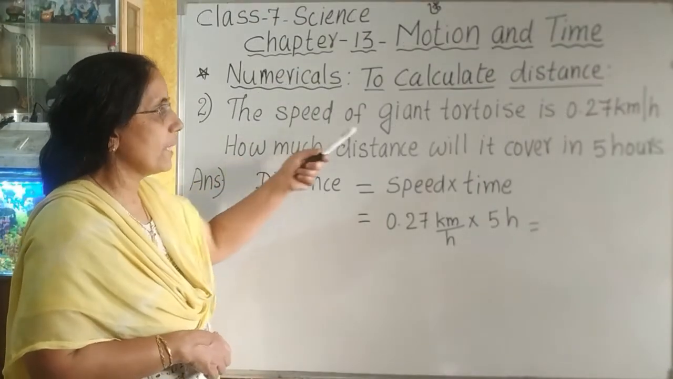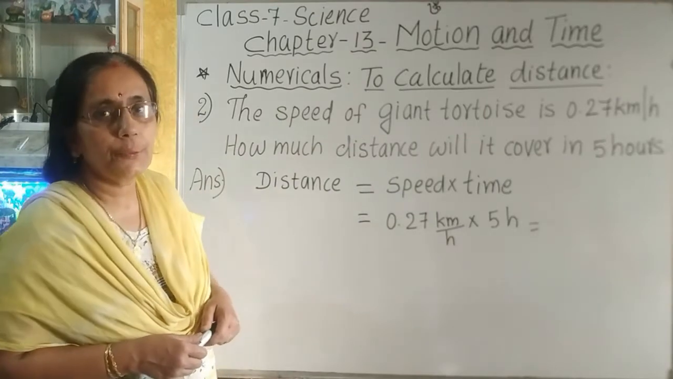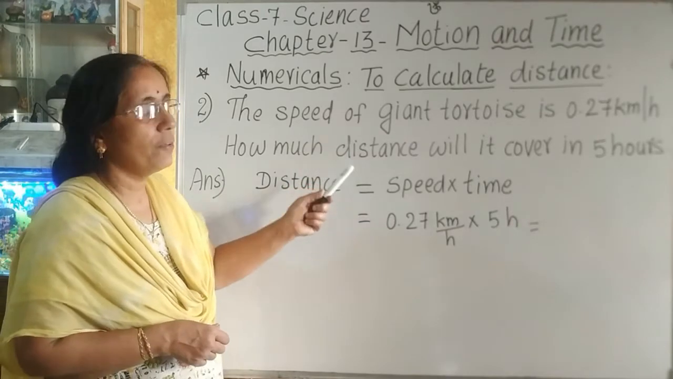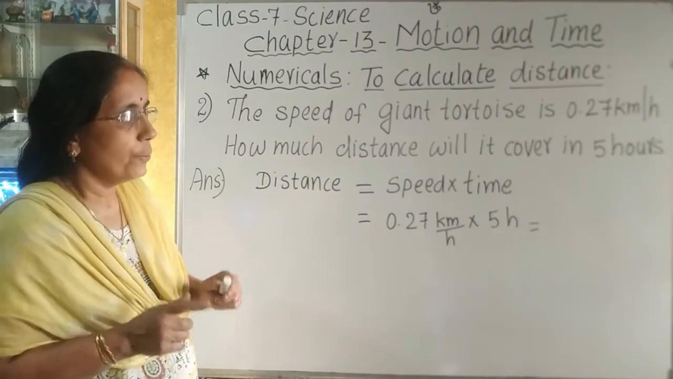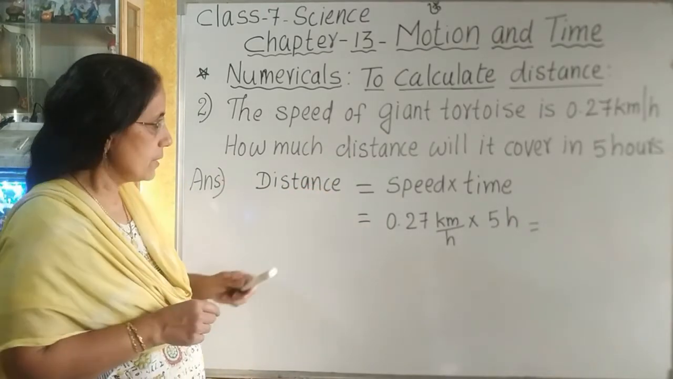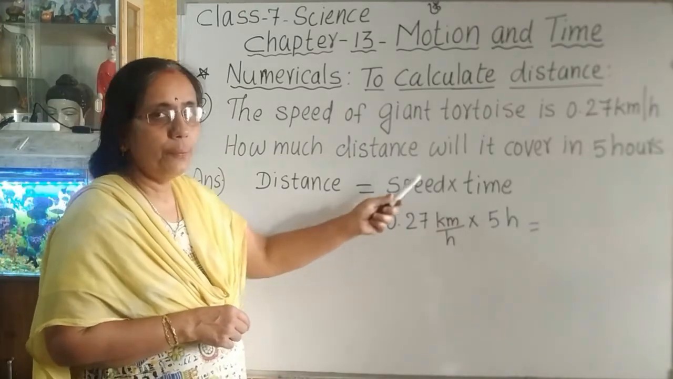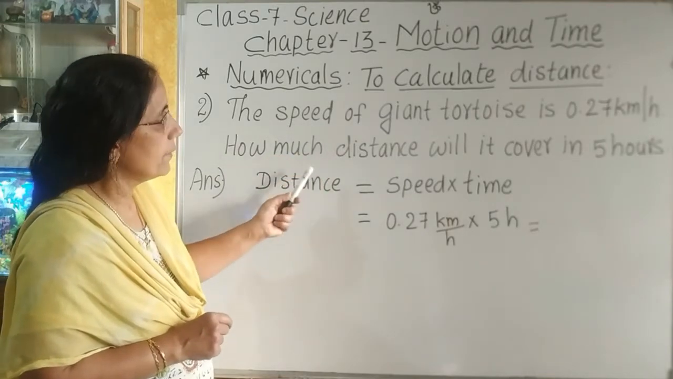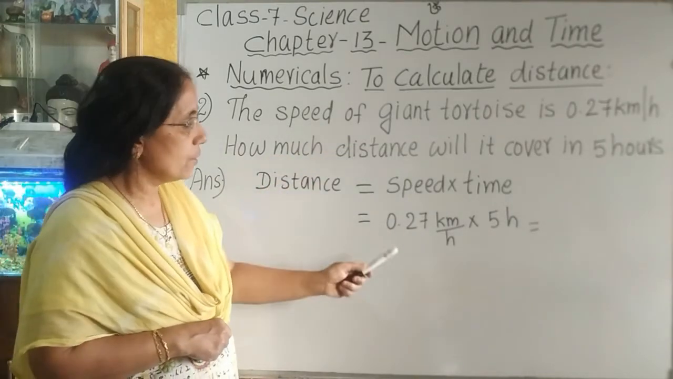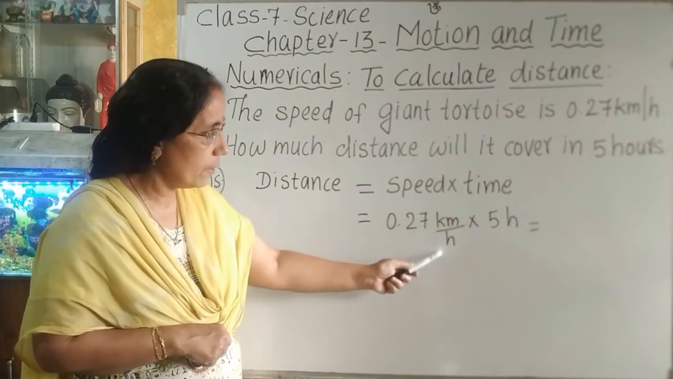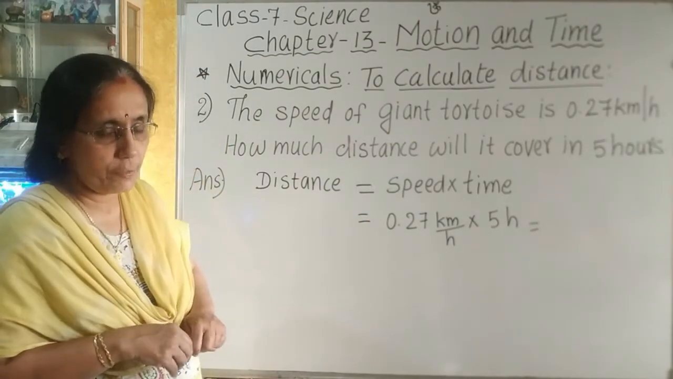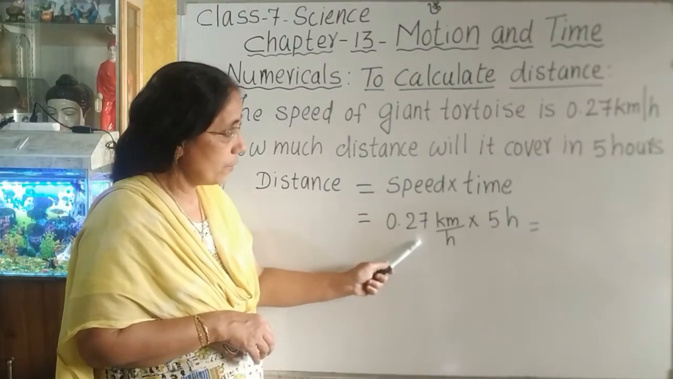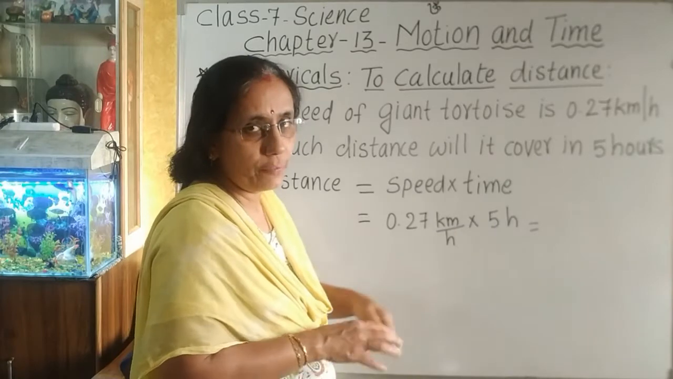The speed of a giant tortoise is 0.27 km per hour. How much distance will it cover in 5 hours? You know the formula to find out the distance. Distance is equal to speed into time. Substitute the value of given speed and time. Here what is the speed given? 0.27 km per hour and the time is 5 hours. Therefore, on substituting this, you will get 0.27 km per hour into 5 hours.